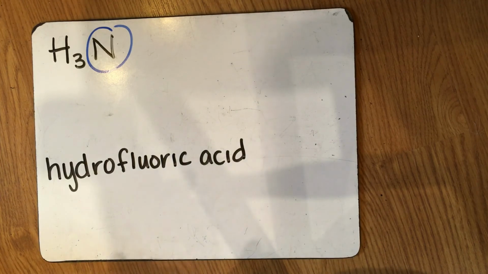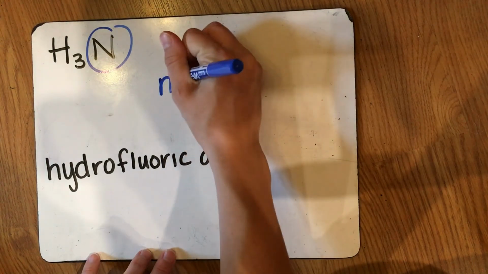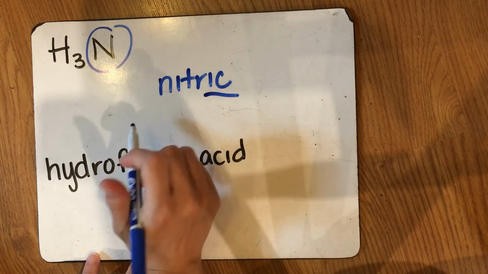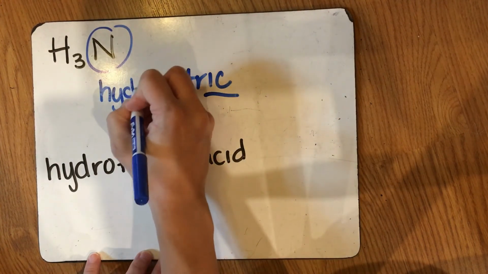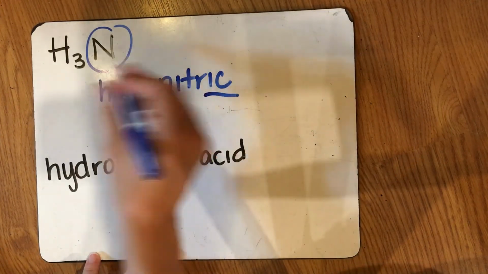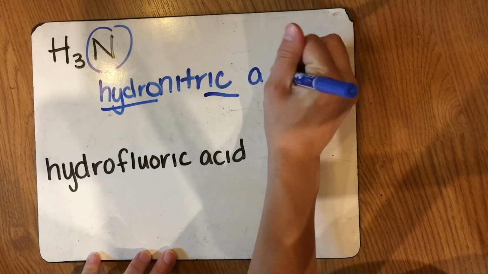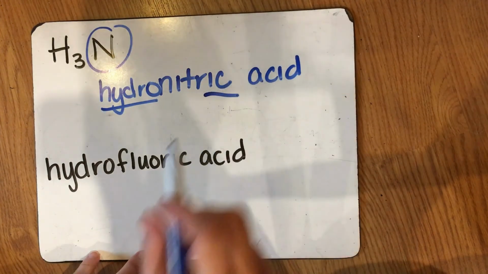And so we change the ending of nitrogen to ic. So it'll be nitric. We also put a prefix in front of it of hydro to show that there's no oxygens in this formula. And then we end it with acid. So H3N is hydronitric acid.